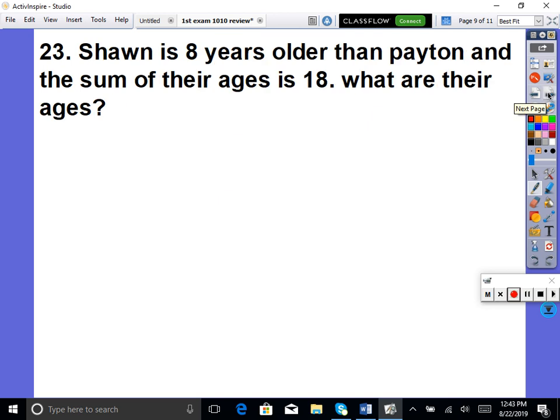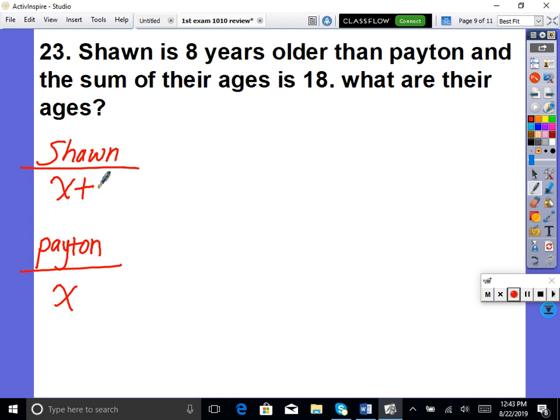Okay, Sean is 8 years older than Peyton, and the sum of their ages is 18. What are their ages? So first of all, let's start with Sean. He is 8 years older than Peyton. Well, actually, let's start with Peyton. We have no idea what Peyton's age is. Let's call Peyton's age x. Sean is 8 years older, so that would be Peyton's age plus 8 additional years. It says the sum of their ages is 18. So out of their ages, x plus x plus 8. There's the sum of their ages, and that's equal to 18.